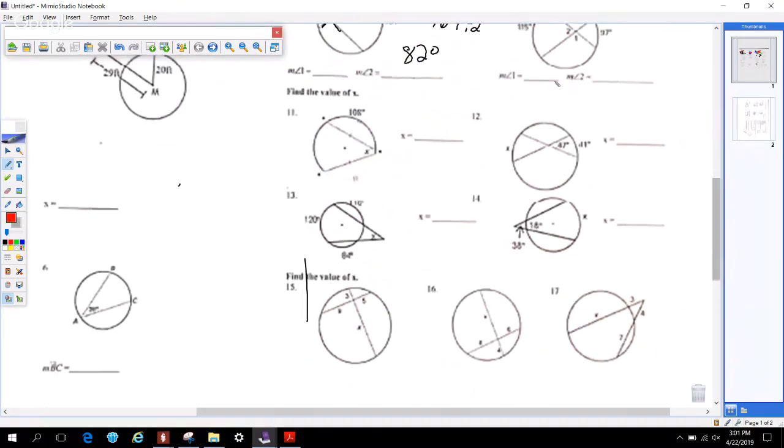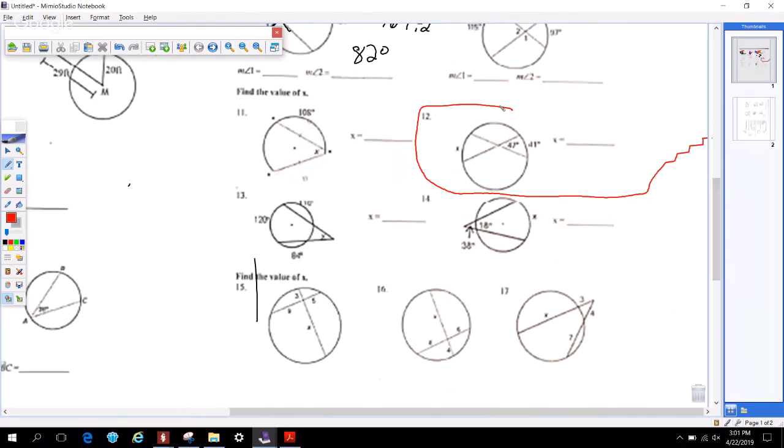For this one, what's different when we look at number 12 compared to when we looked at number 9? Who notices something that's different with question number 12? There's an X, and one of the X's is where? Outside the circle. So when it's outside, you still follow the same idea. We still are going to say X plus 41 divided by 2 equals my angle measure.